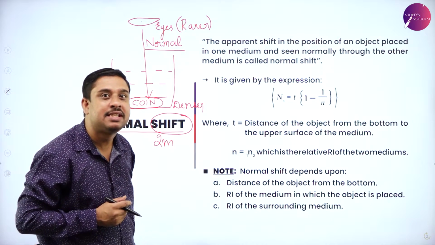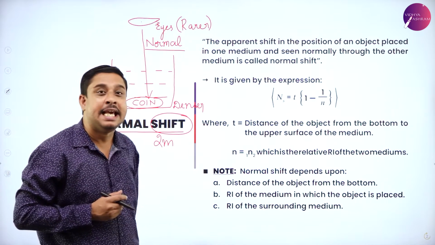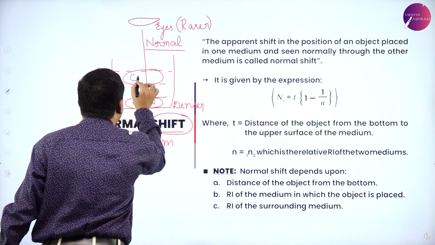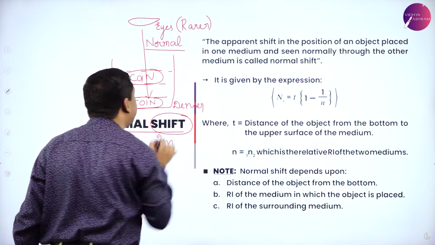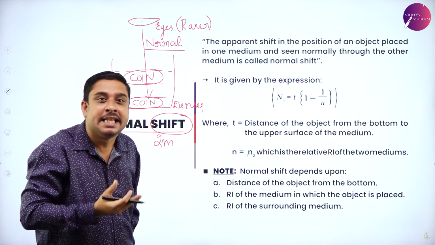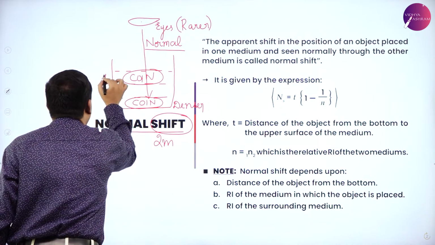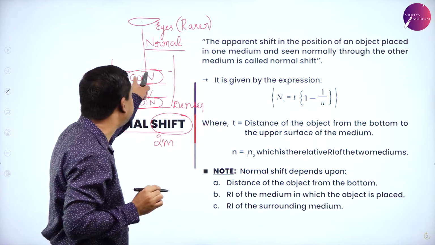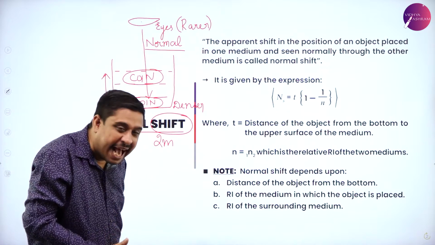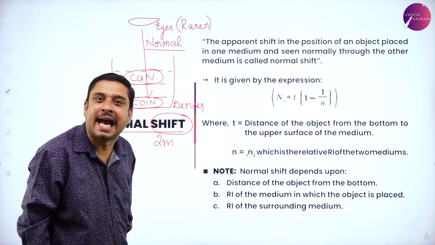Now what happens is, for the observer in the rarer medium, the coin appears to be here. There is a shift in the position of the coin. For the observer, the coin appears to be somewhere here. It feels that the position has shifted. But has it really happened?